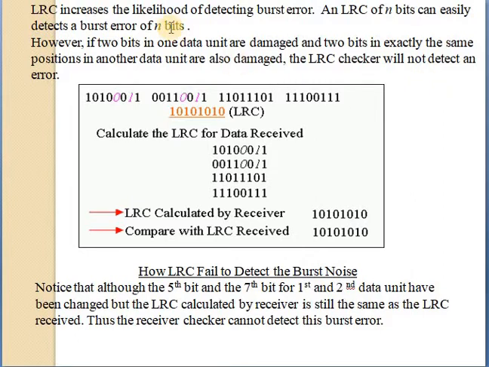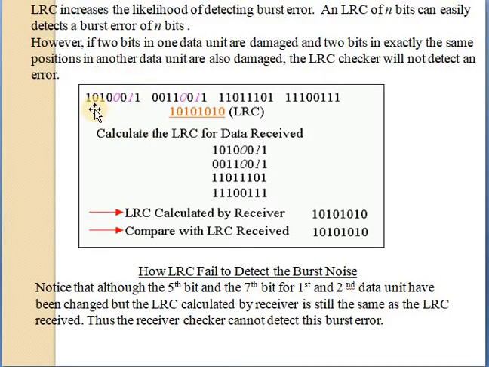But in LRC it is possible to detect burst errors, meaning LRC increases the likelihood of detecting burst errors. An LRC of n bits can easily detect a burst error of n bits. However, there is a problem. If 2 bits in one data unit are damaged and 2 bits in exactly the same positions in another data unit are also damaged, then the LRC checker will not detect an error. Let us see this example.